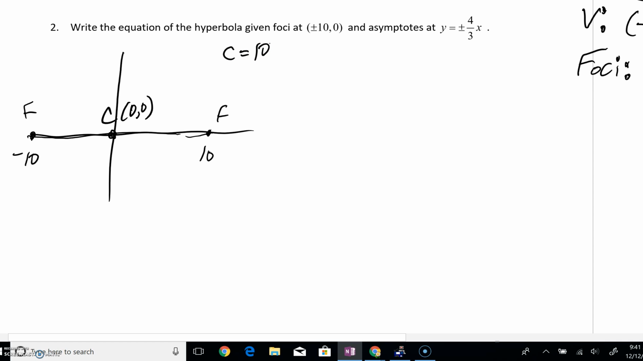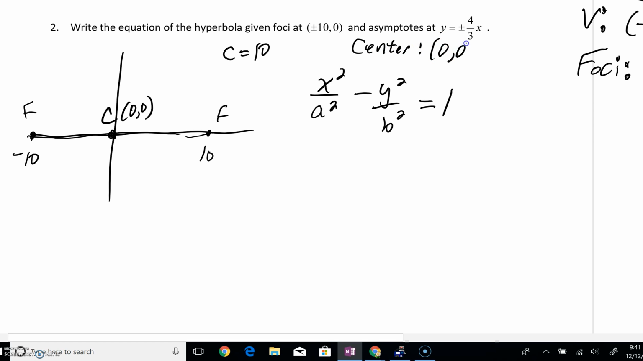And before too long, kids will quickly and happily, correctly say, wow, I know if I've got this kind of situation, I know the general form, and this is going back from yesterday, would look like this. If my center's at (0, 0), and if I know that I'm opening my hyperbola up in the x direction, I know that my x squared term must be positive.